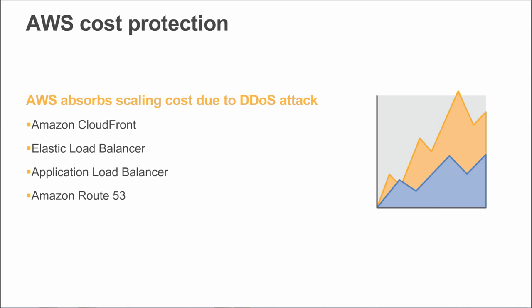AWS Shield Advanced absorbs the cost of scaling of any of these services like CloudFront, ELB, or application load balancers, or Route 53, so that you don't incur any cost due to a DDoS attack. We wanted to make sure that a DDoS attack itself does not be an economic risk for you. So you can simply request a concession by reaching out to AWS, and we will investigate that and provide you the necessary concessions.